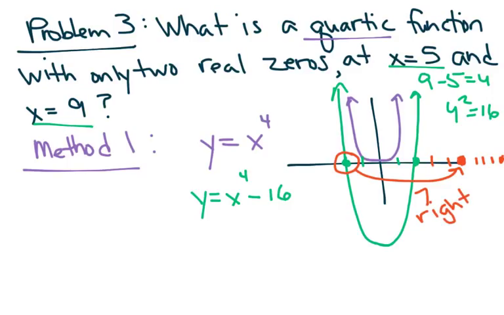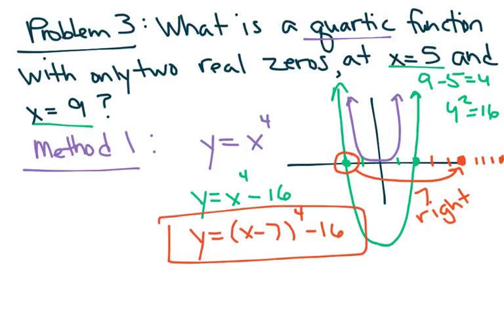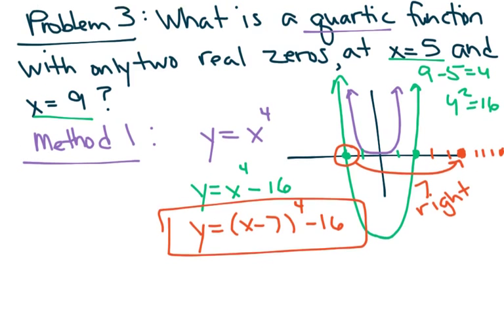Well, how do you write 7 to the right? You write it like this. So this is a graph that would have 2 real zeros at 5 and 9, and the other 2 zeros would be imaginary because it's a quartic function. Let's do another method that you might like better. We'll call it method 2.